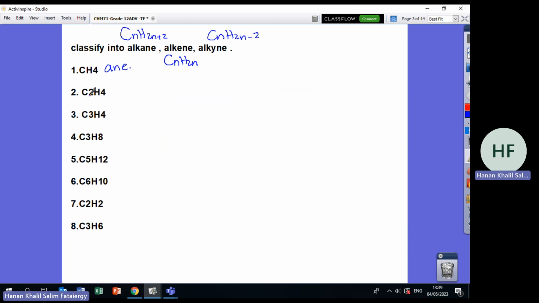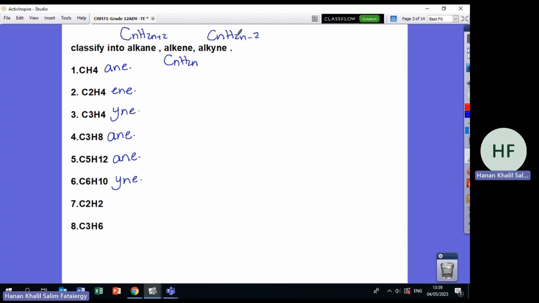C2H4. Notice here n is 2, and 4 is double the 2. So this one is alkene. C3H4. n is equal to 3. 3 times 2 is 6, so this one is 6 minus 2, so it's an alkyne. C3H8. n is 3. 2 times 3 is 6, plus 2 is 8, so this is alkane. C5H12 is also alkane. C6H10: 2 times 6 is 12, 12 minus 2 is 10, so this is alkyne.